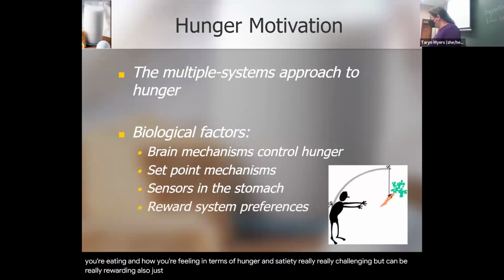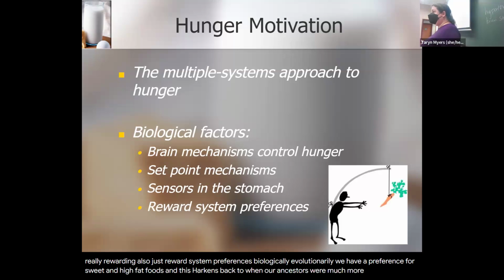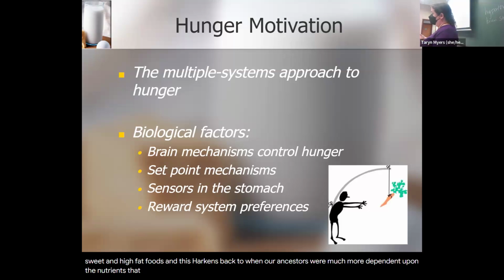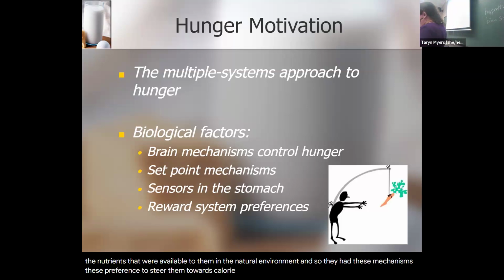Also, just reward system preferences. Biologically, evolutionarily, we have a preference for sweet and high-fat foods. And this harkens back to when our ancestors were much more dependent upon the nutrients that were available to them in the natural environment. And so they had these mechanisms, these preferences to steer them towards calorie-dense foods that enabled them to survive when food supplies were unpredictable, right?